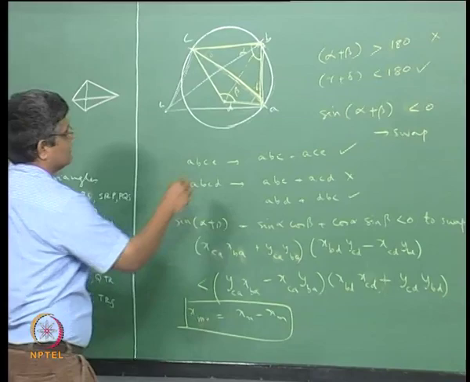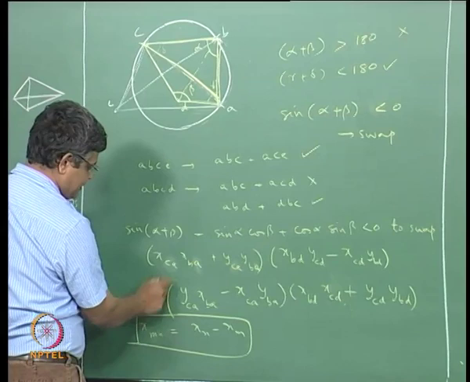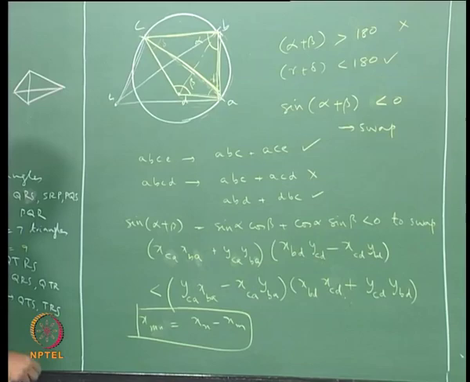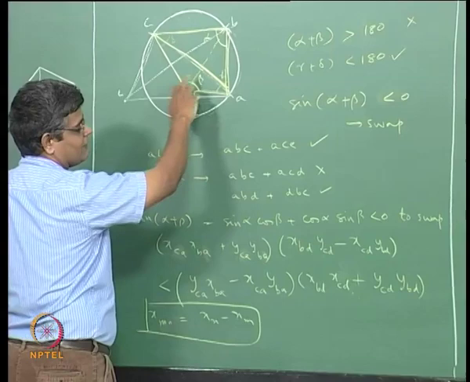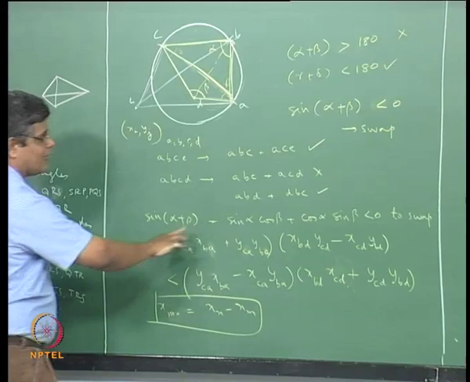Once we know the xi, yj of the four vertices of the quadrilateral that are considered, one can use a formula like this, where xCA is xA minus xC, xBA is xB minus xA, and for example, yCD is yD minus yC, like that. So what we need to know in order to verify this condition is the xi, yj of all the nodes A, B, C, D. If we have this, then we have an algebraic condition for verifying this.